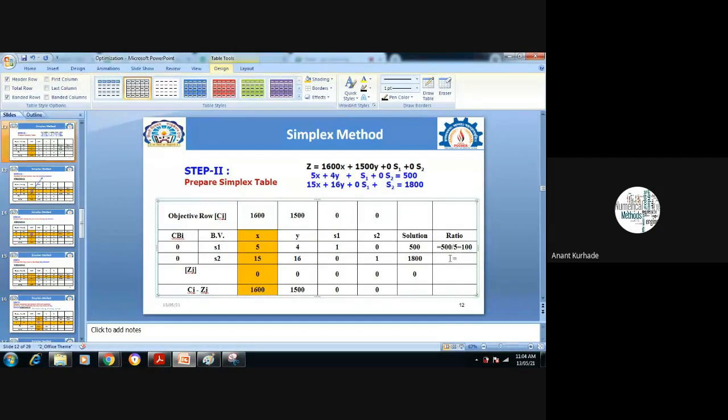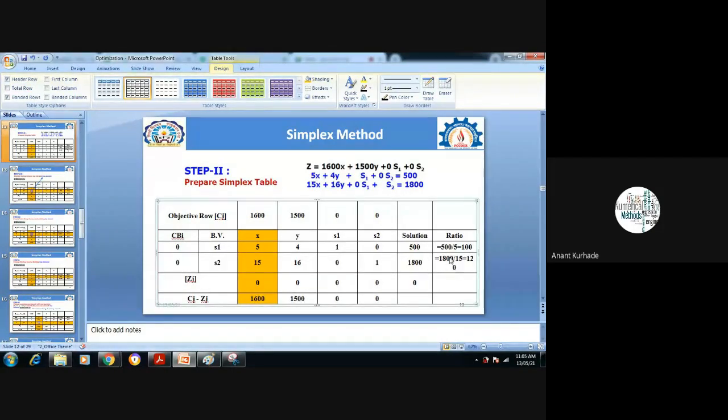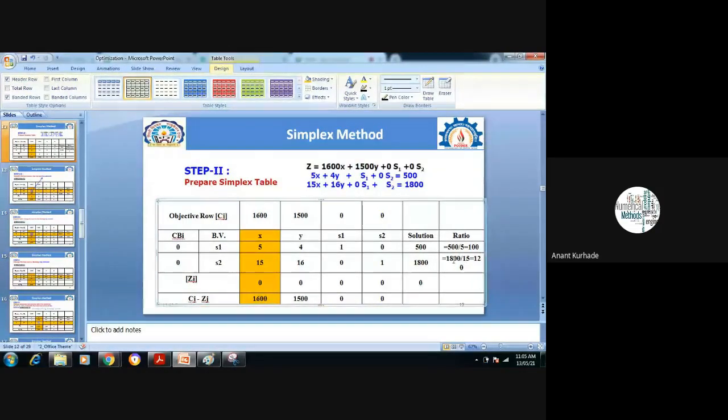Now for the second row, what is the value of the ratio? It is 1800 divided by what, 16 or 15? See, think about the key column only. We are doing the operation on row number 2, so the value is 15. What is your answer? It is 120. Is it 120? Yes, so this is 120.